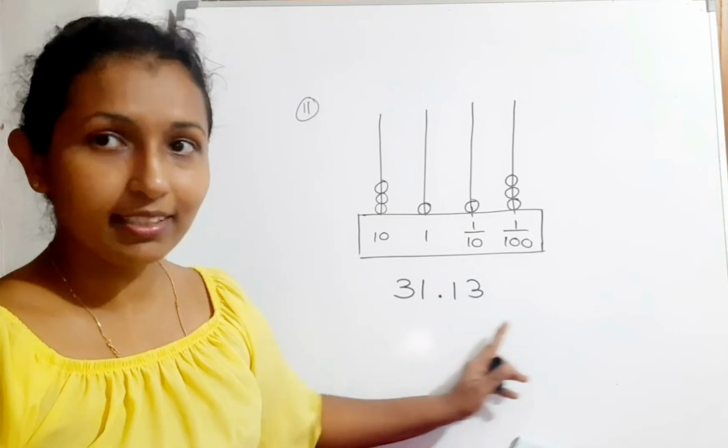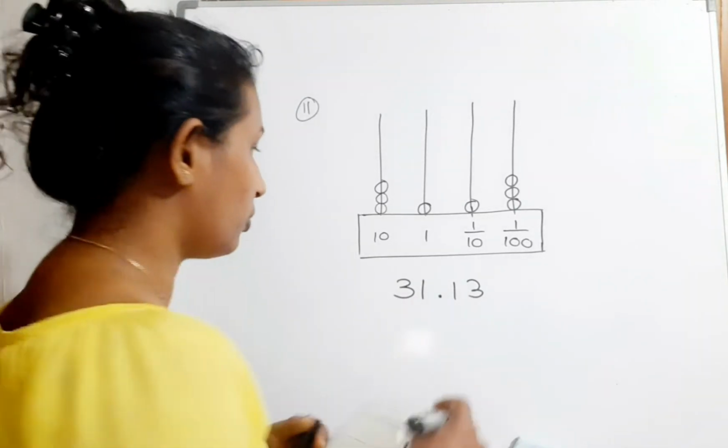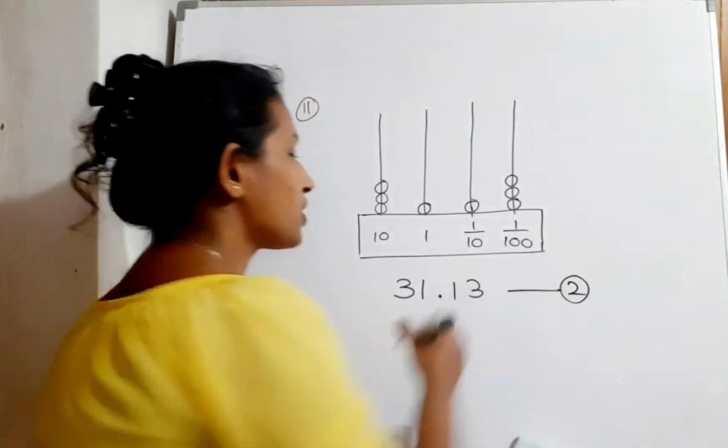31.13, not 13, 31.13. So you will be given 2 marks for that question.